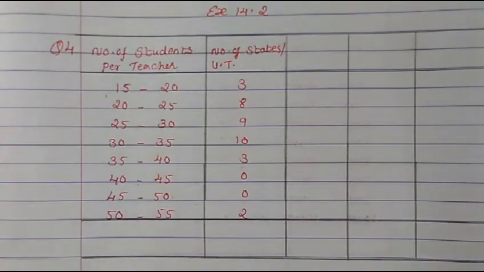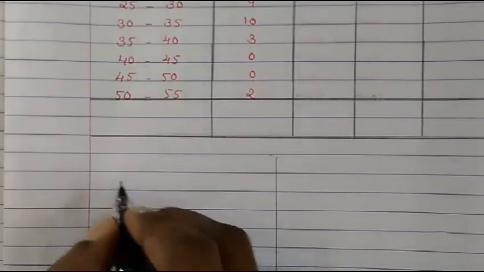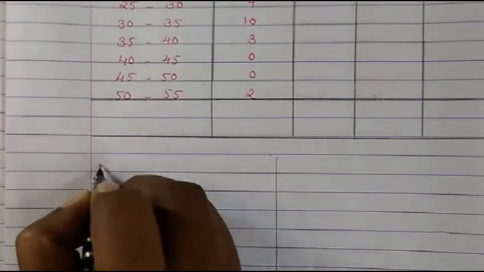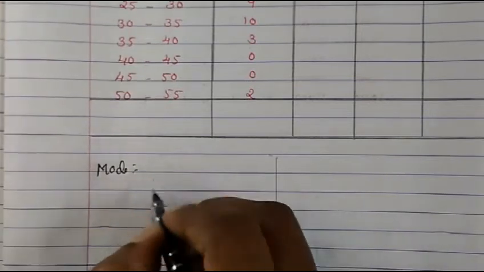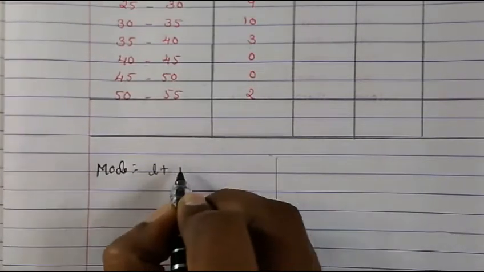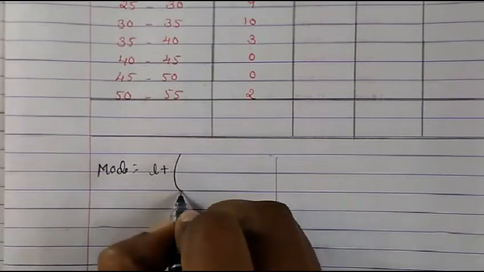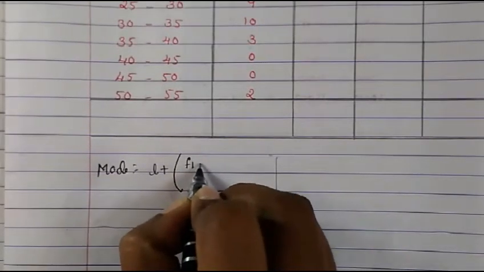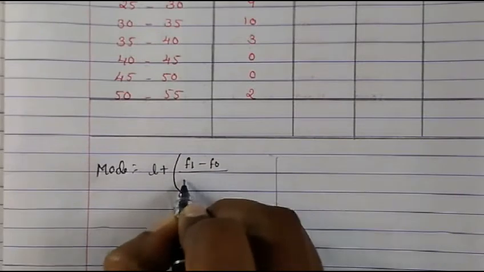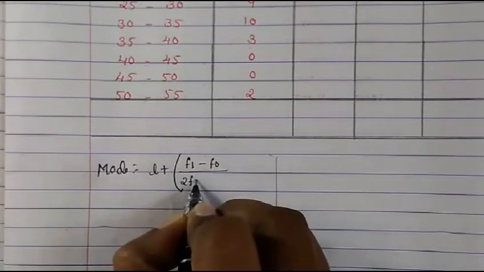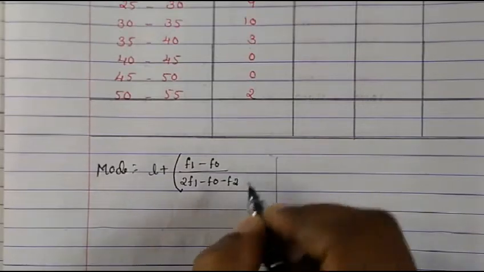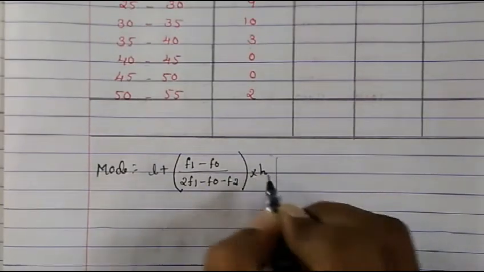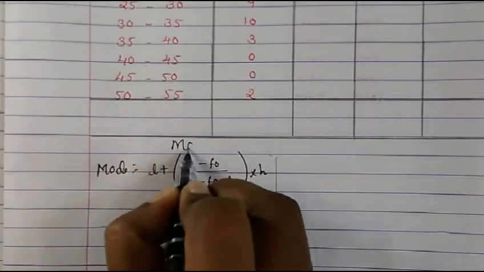In this sum, I'll begin with the mode. Mode means you are supposed to write down the formula. The mode formula is L plus (F1 minus F0) divided by (2 into F1 minus F0 minus F2), into H. Okay, we are finding out the mode.